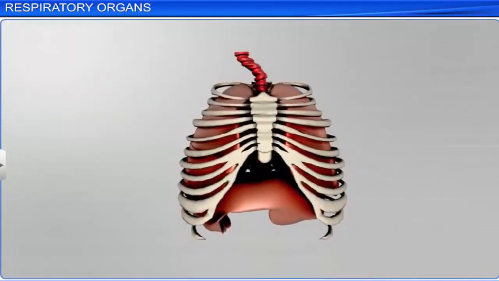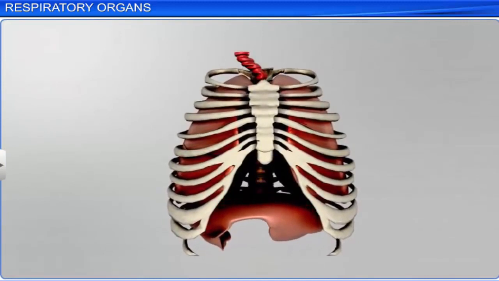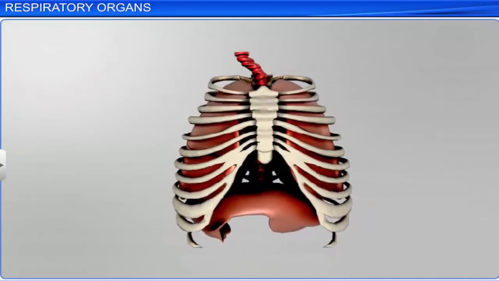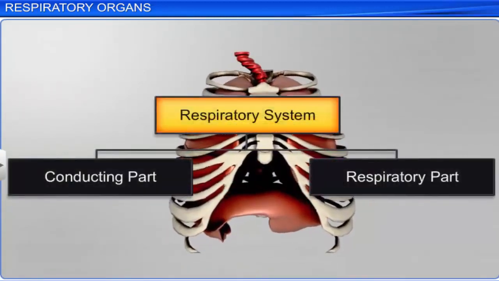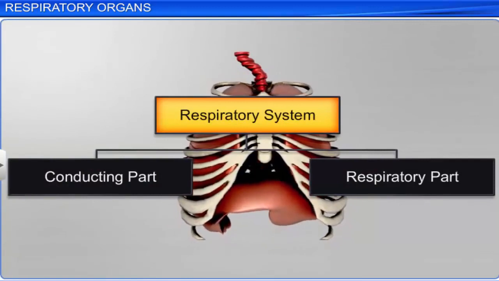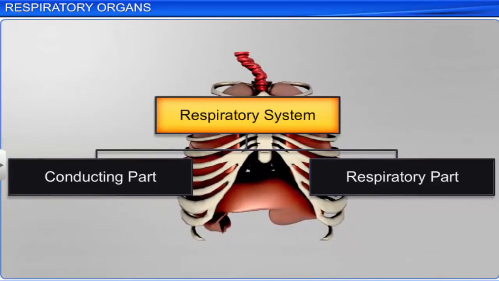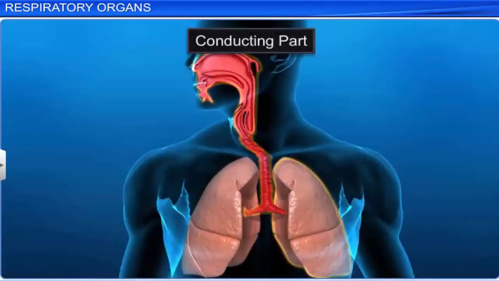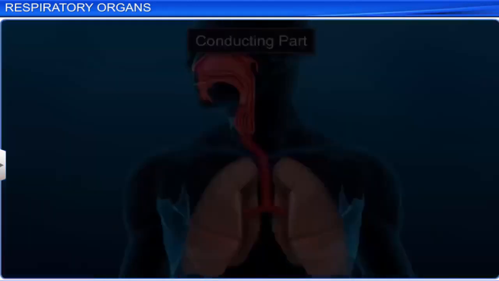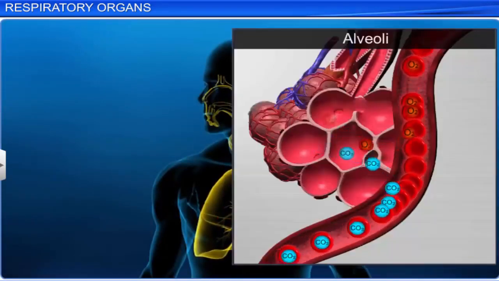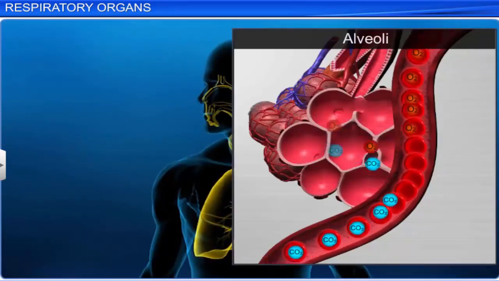The lungs in the thorax are arranged so that any change in the volume of the thoracic cavity reflects on the lung cavity or pulmonary cavity. Based on function, the respiratory system is divided into two parts, the conducting part and the respiratory part. The conducting part spreads from the external nostrils to the terminal bronchioles. It transports atmospheric air to the alveoli, clears it of foreign particles, and humidifies the air.